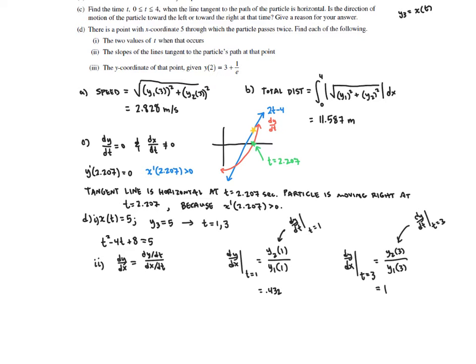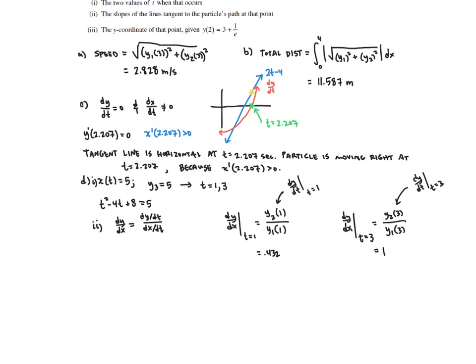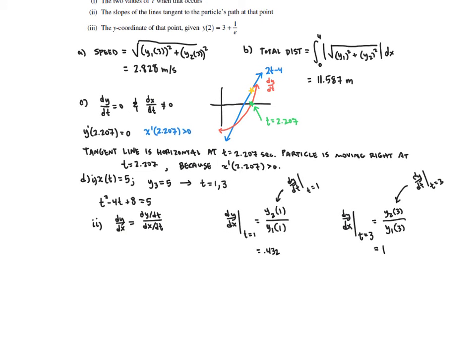Okay, part 3. It's going to get kind of interesting here in part 3. Find the y-coordinate of that point, given that y of 2 is equal to 3 plus 1 over e. Now we don't explicitly know y of t, so we've got to use the fact that we can integrate in order to find y of 3. So the integral from 2 to 3 of dy/dt, which is y2, integrated with respect to t.